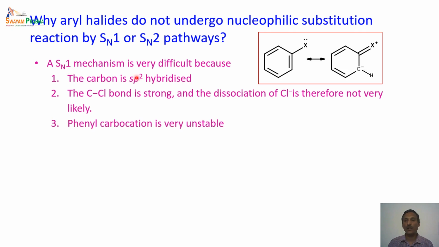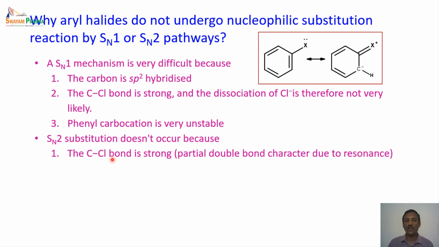And if the X is lost as X minus in this particular case, the sp2 hybridized carbon will have a positive charge. We call that a phenyl carbocation, and that is extremely unstable. So these are all the reasons aryl halides cannot undergo reaction by the SN1 pathway. Then what about the SN2 pathway? The SN2 pathway also does not occur because, as we mentioned, the CCl bond is very strong.